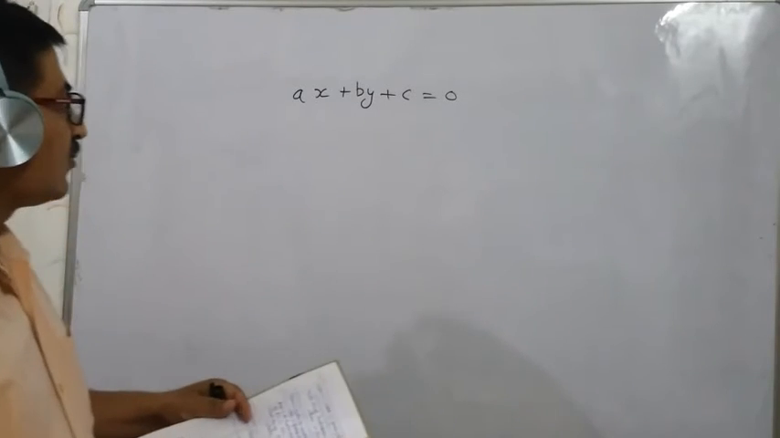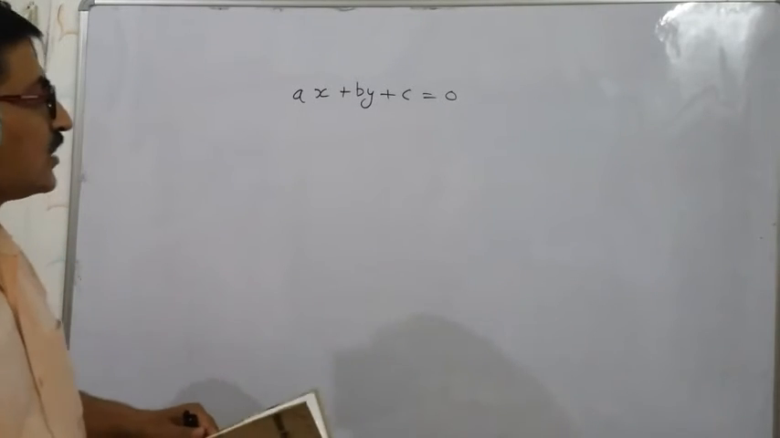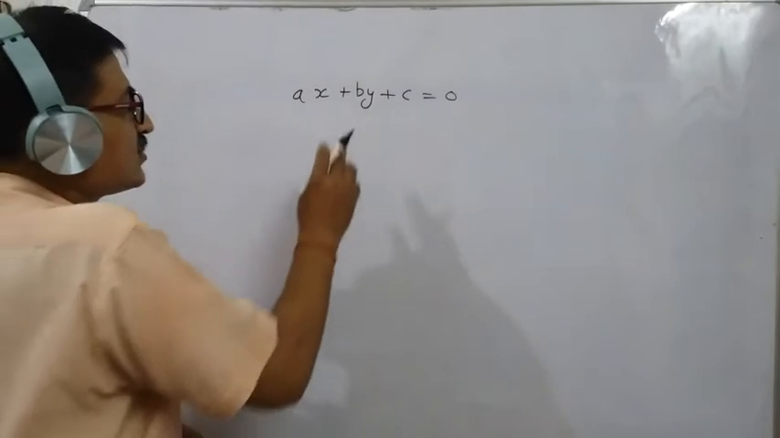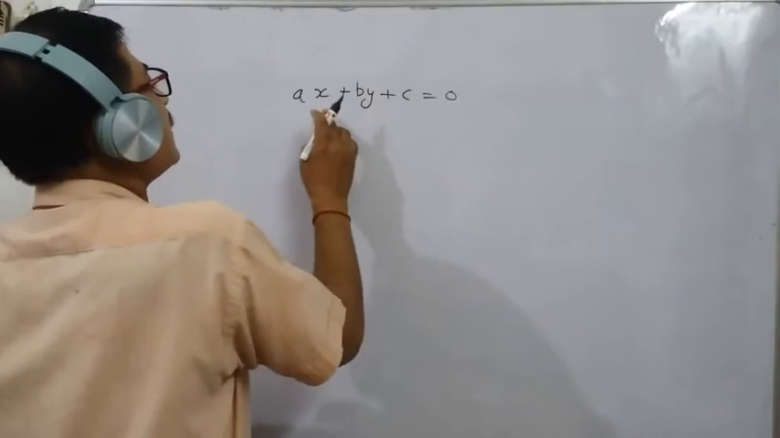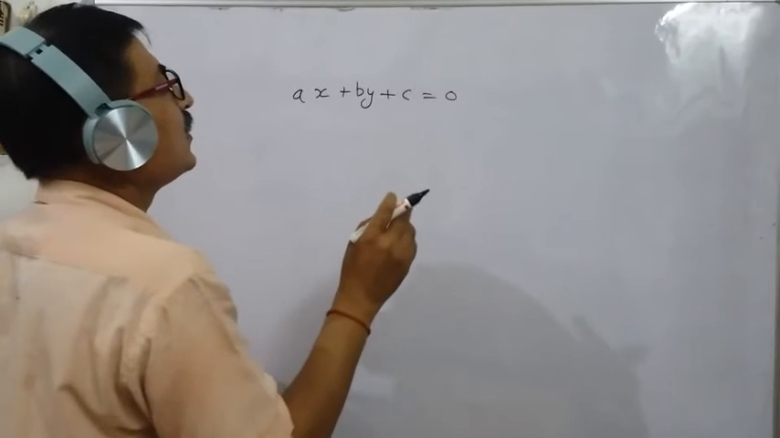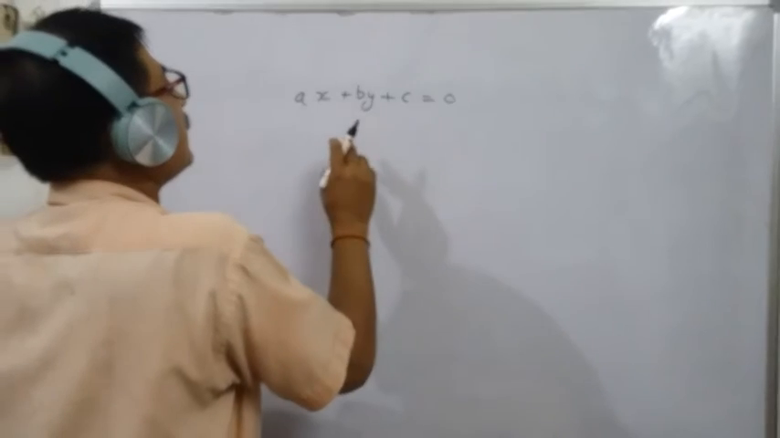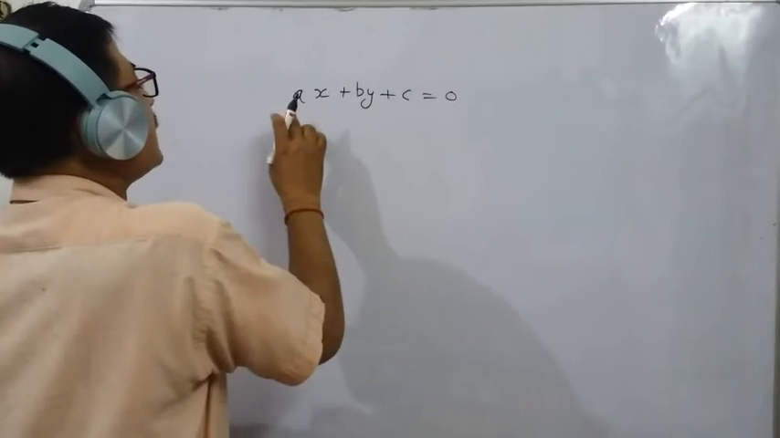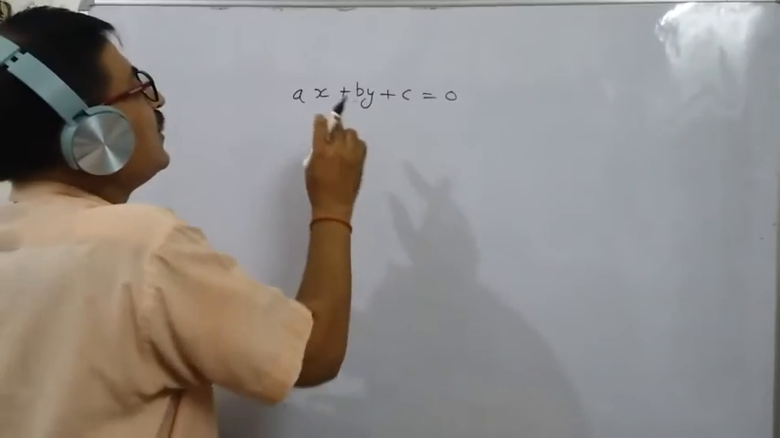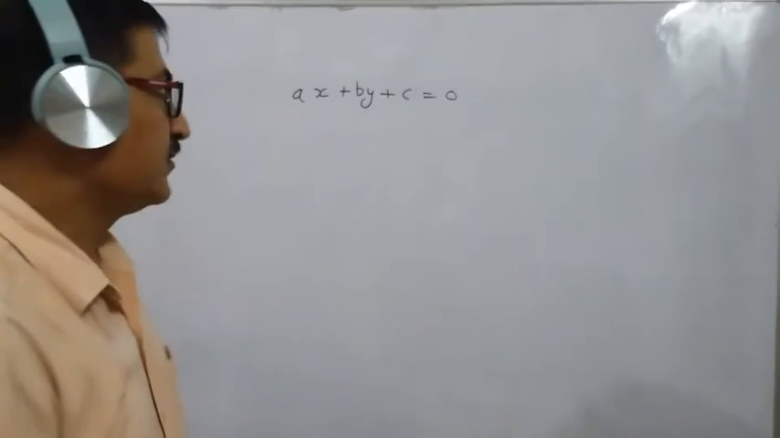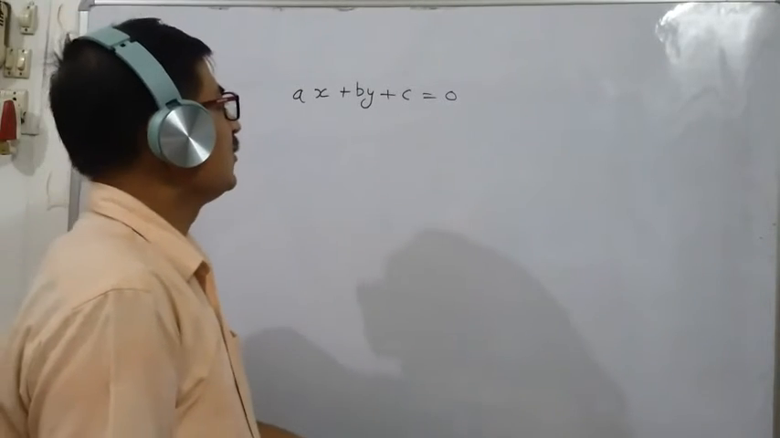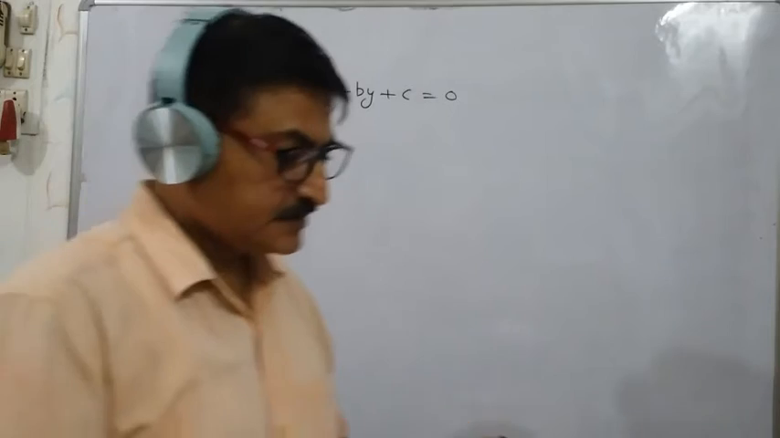A, b, c are real numbers, where a is not equal to 0 and b is not equal to 0. Why a is not equal to 0 and b is not equal to 0? If a is 0, then it will be a linear equation of one variable. If b is 0, again it will be a linear equation of one variable only. If a is not equal to 0 and b is not equal to 0, that time we get a linear equation of two variables. And if both are 0, then we are getting only a constant.